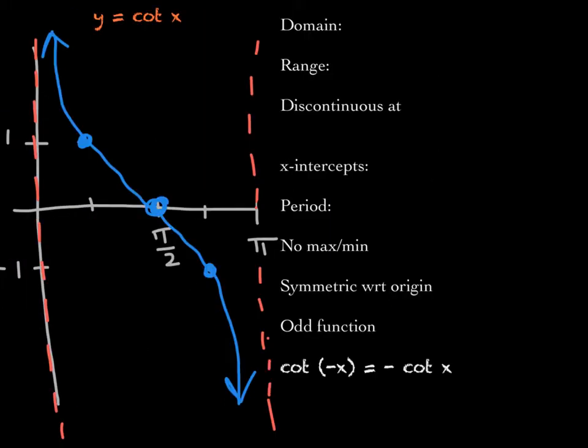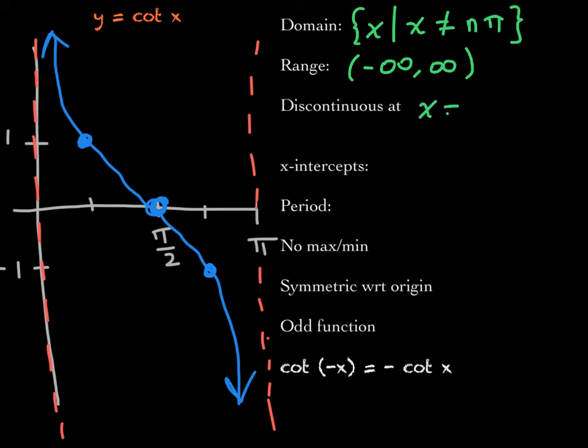First, the domain. The domain is the set of all x such that x is not any multiple of pi. That's how we write that in interval notation. The range is all real numbers. It's discontinuous at any value of x that is a multiple of pi. This is where the vertical asymptotes will be, by the way, at any multiple of pi.